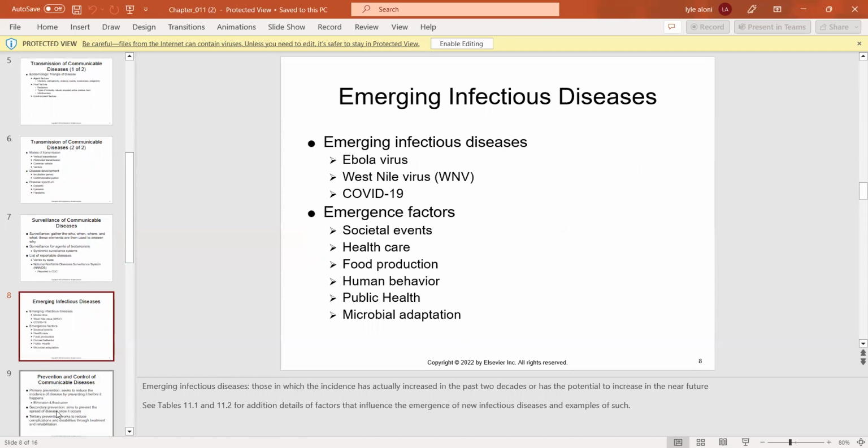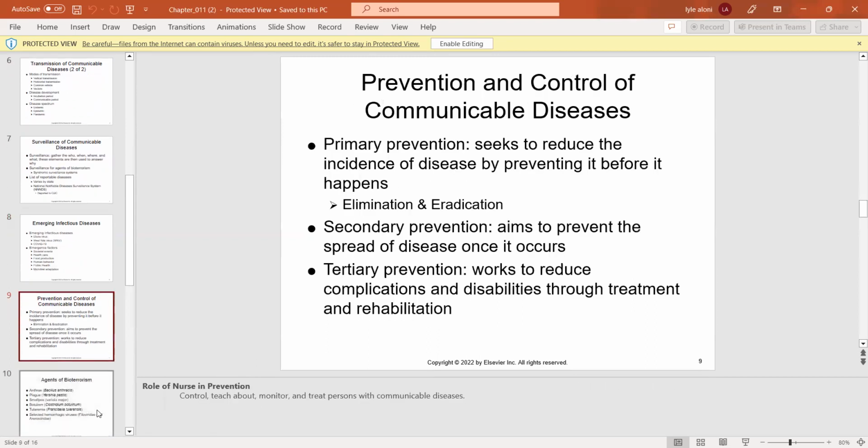So we have emerging infectious disease. COVID-19 was a big one. West Nile virus we see coming back again. Tables 11.1 and 11.2 are good to look at for the factors that influence the emergence of new infectious disease and examples. When we take a look at our role as the nurse in prevention, we're going to be controlling, teaching about, monitoring, and treating people.